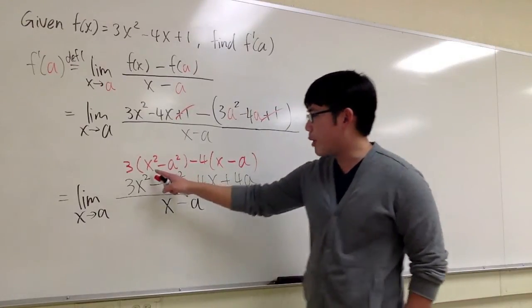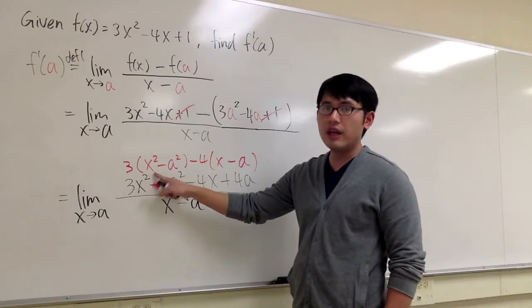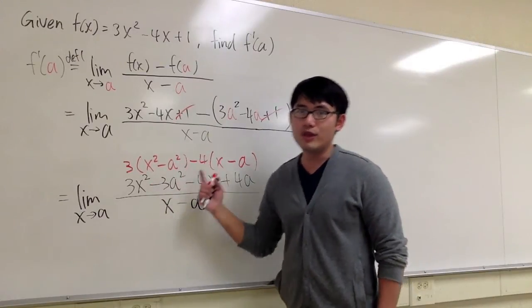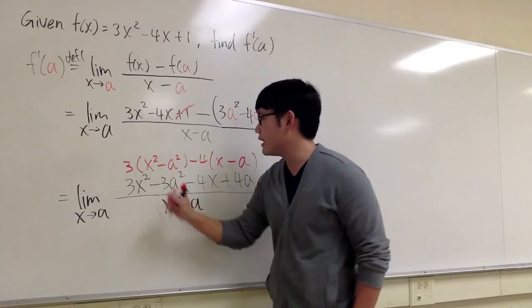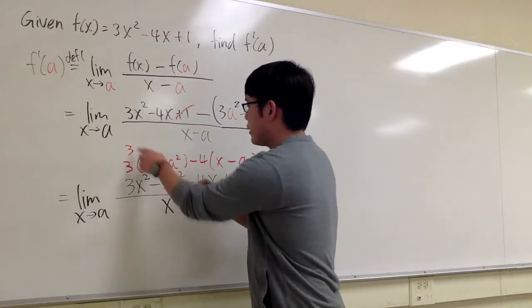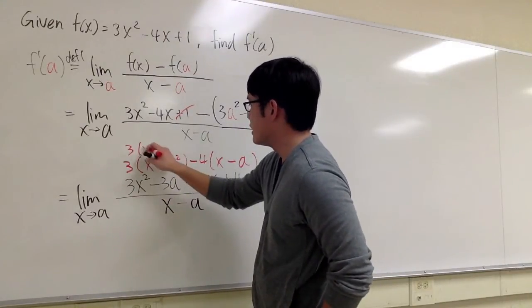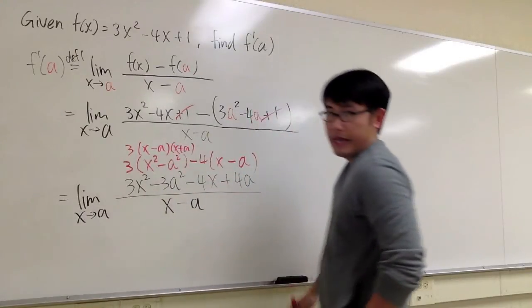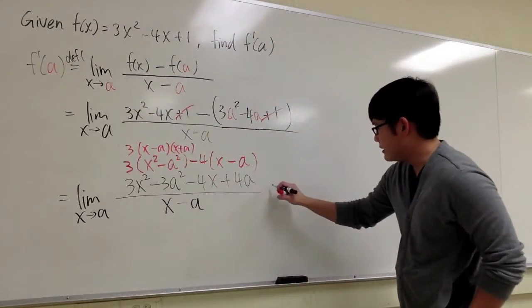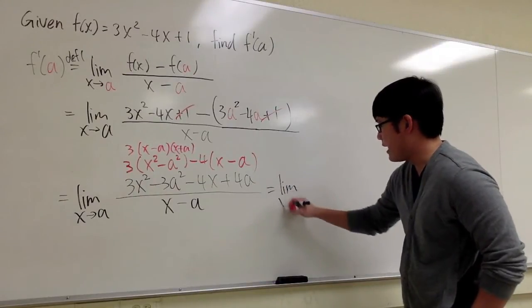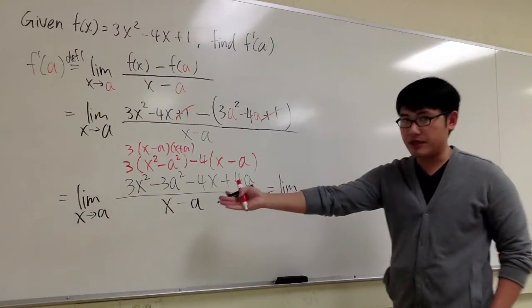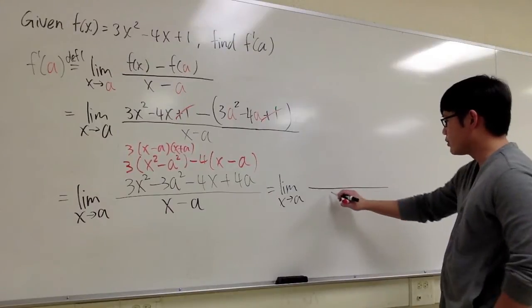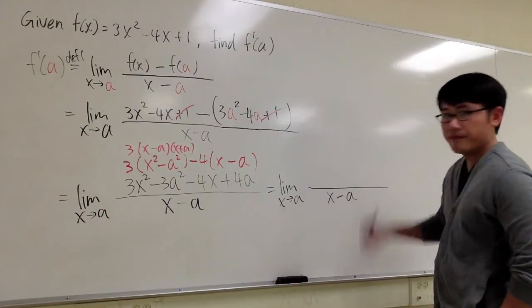And then notice that this part, x squared minus a squared, is the difference of two squares, so once again we can factor this out. And I'm going to put down the 3 right here, and then we'll break this down as x minus a times x plus a. And now we're ready. I will write this down as the limit when x is approaching a, same thing. And then the denominator also stays the same, x minus a.